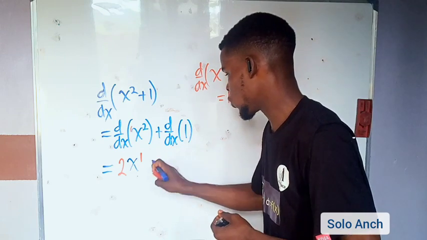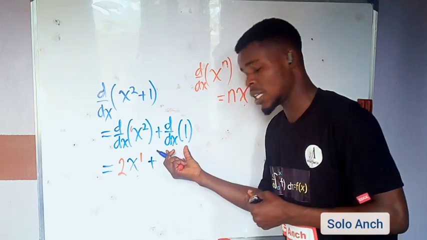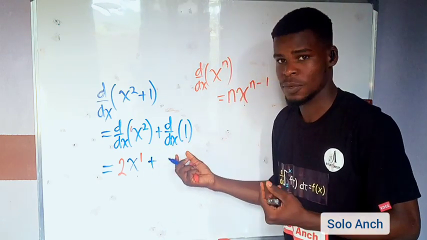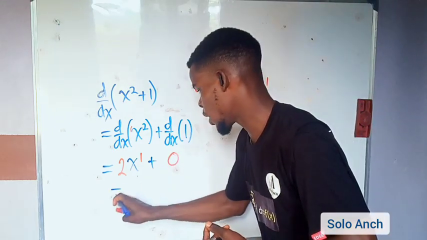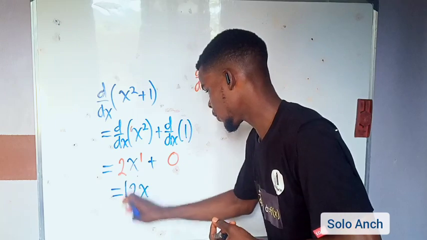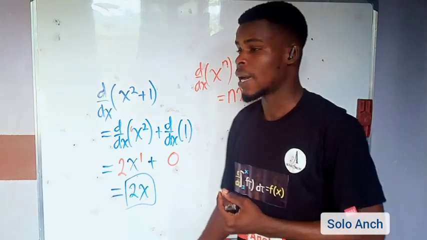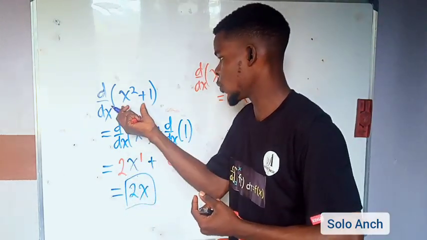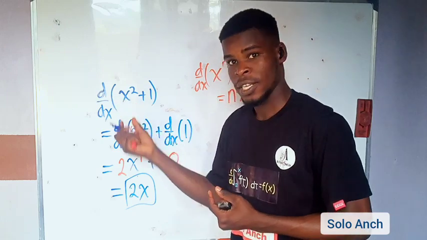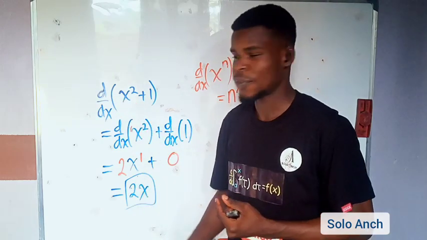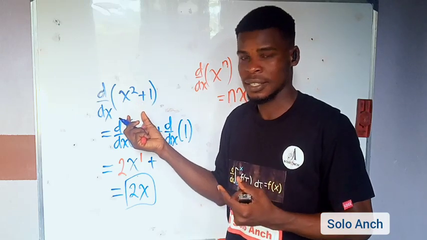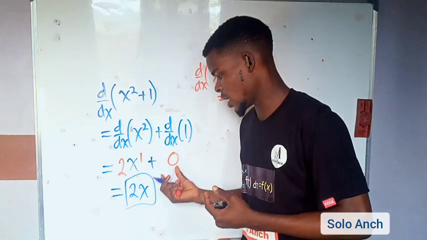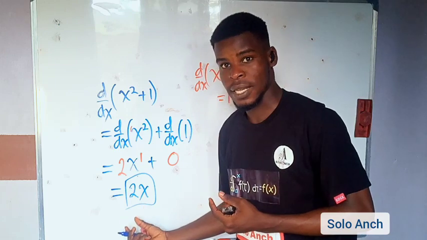Then we add it with, well, when you differentiate a constant, you're going to have 0. So this is going to give us 0. Altogether, we're going to have 2x as a result. And if you differentiate just x squared, you're going to have 2x. If you differentiate x squared plus any other constant, let's say plus 10, once you differentiate a constant, you get 0. The result will still be 2x.